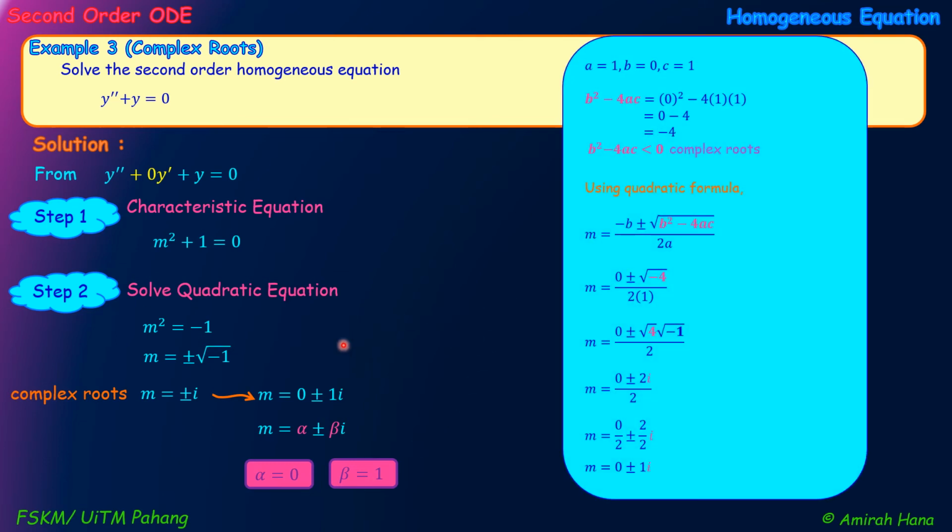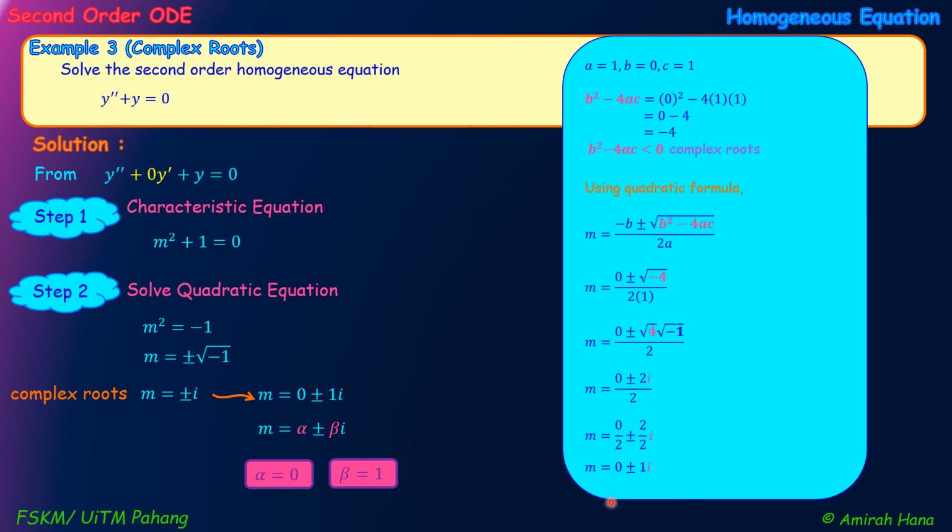We can also solve this quadratic equation using the quadratic formula. Before that, we can find b squared minus 4ac. After we substitute the values of a, b, which is 0, and c into b squared minus 4ac, we get b squared minus 4ac less than 0, which is complex root. Then we can find the value of m using the quadratic formula. From this quadratic formula, after we simplify, we get m equals to 0 plus minus 1i.